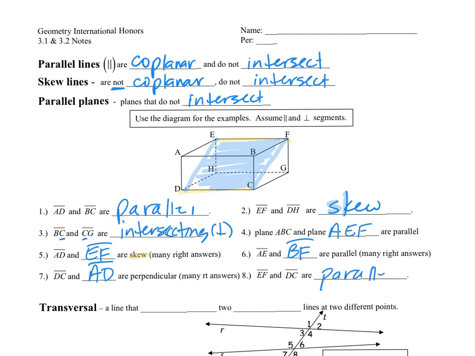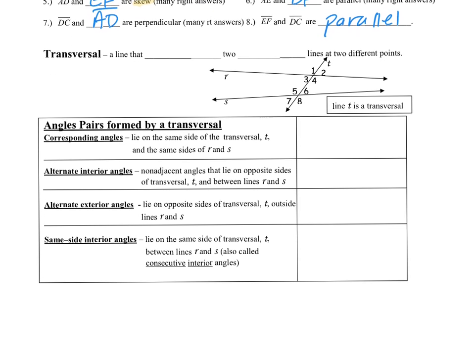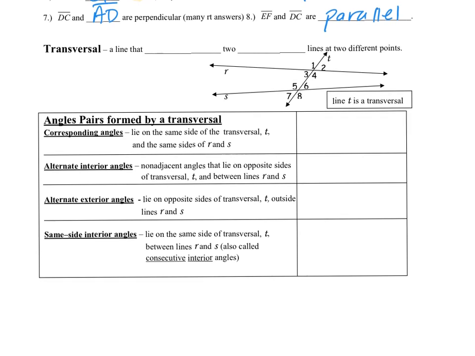Parallel. All right, so now let's move on and talk about a new term you may not have seen before, and that's called a transversal. A transversal, first of all, is a line that intersects two different lines in two different places. So, for example, we have line T.